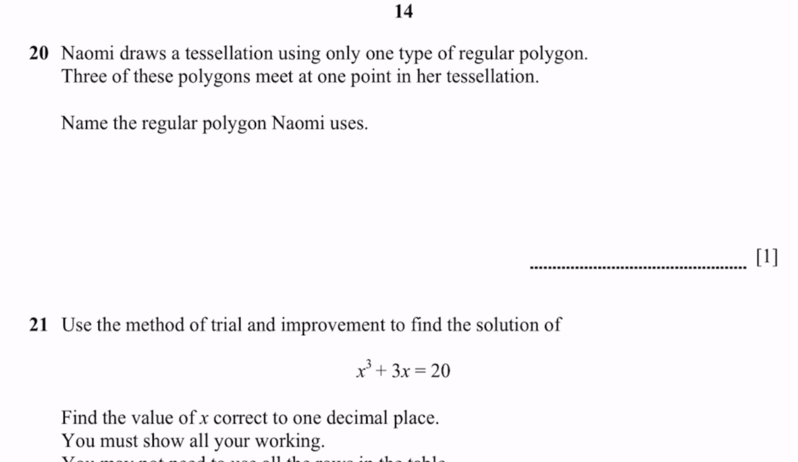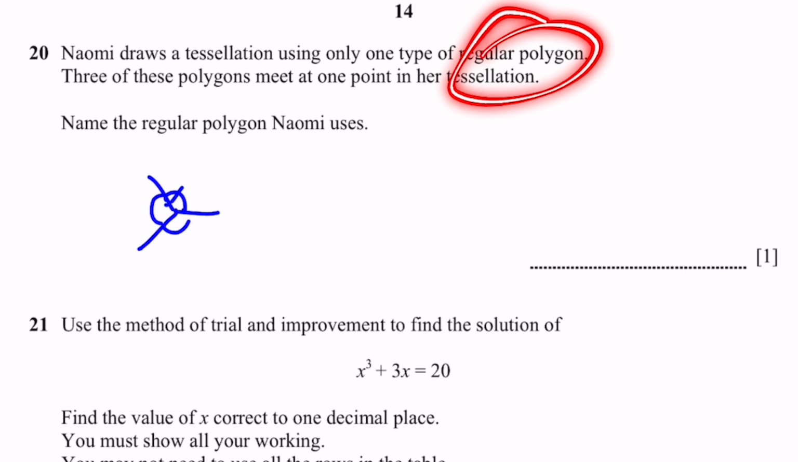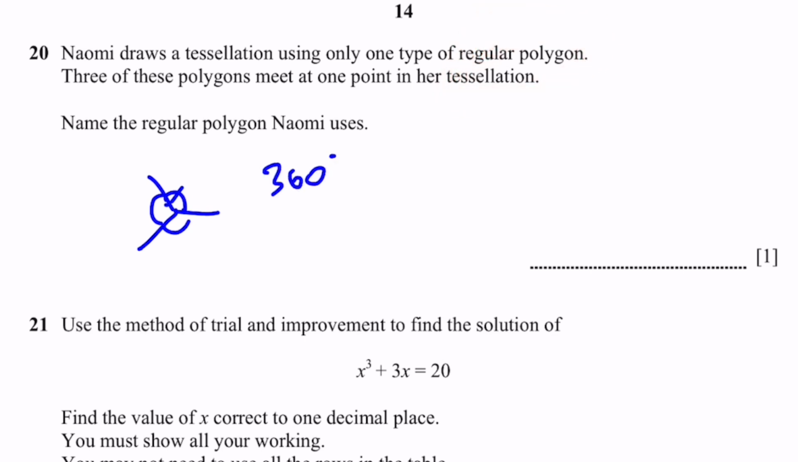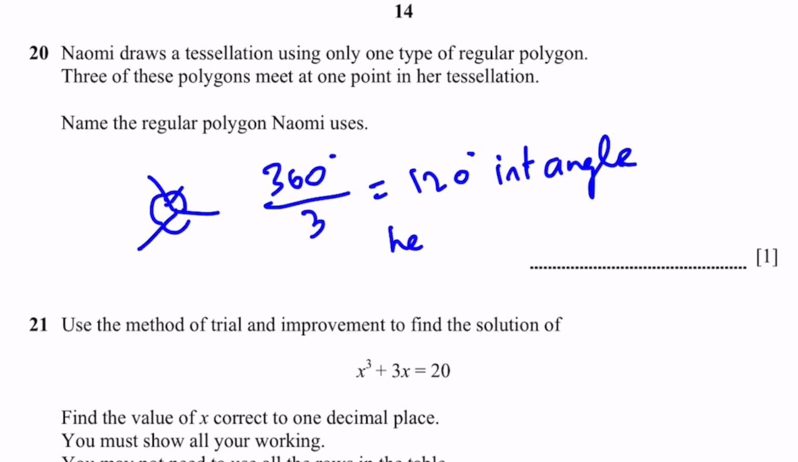Question 20. Naomi draws a tessellation using only one type of regular polygon. Three of these polygons meet at one point in a tessellation. Name the regular polygon Naomi uses. Three of the polygons meet at one point, which means they meet something like this. And these three angles are all equal because they're regular polygons. And the whole thing is 360. So 360 divided by 3 is equal to 120 degrees interior angle of the polygon. And which regular polygon has 120 degrees interior angle? That's a hexagon. So that's the answer.